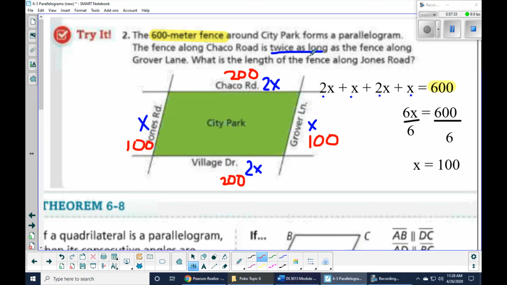Okay, so let's see. What was the question? What is the length of the fence along Jones Road? Jones is over here. So our final answer is 100 meters.